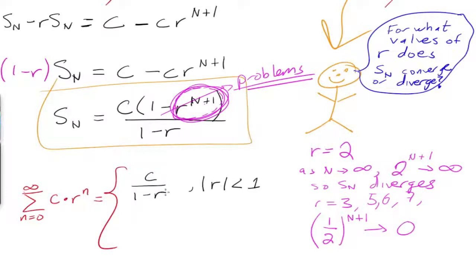Where did that come from? It came from right here, right? If r is between -1 and 1, then this term right here is going to go to 0, right? So the only thing left over is going to be c over 1 minus r. Yes? Okay. So then if r is greater than or equal to 1, then this series will diverge.